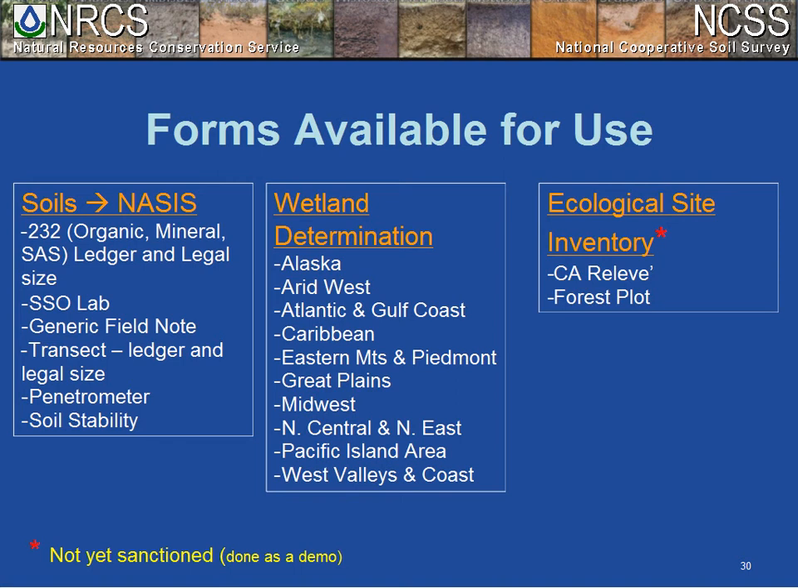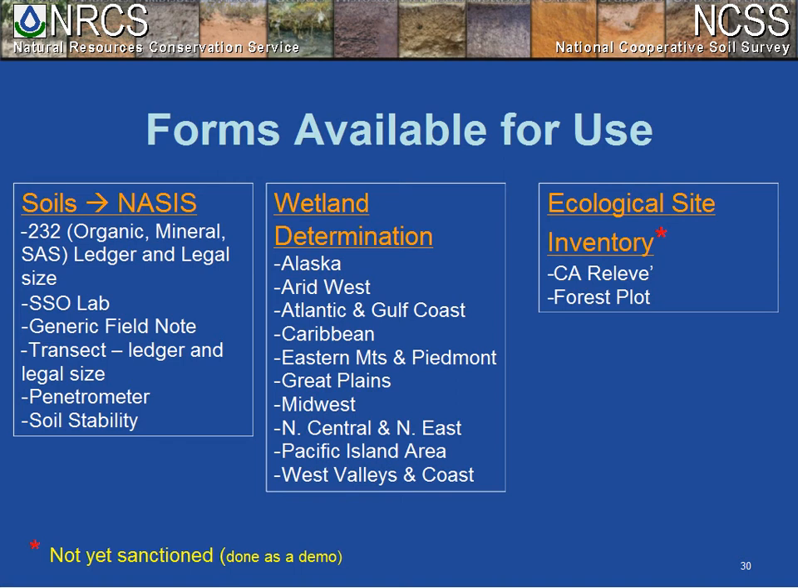And the wetland determinations. The U.S. Army Corps of Engineers has developed wetland determination forms for 12 regions that the NRCS folks that are doing wetland determinations use. With significant input and help by a soil scientist in Idaho, we were able to convert those Corps of Engineer forms to a pedonized form.